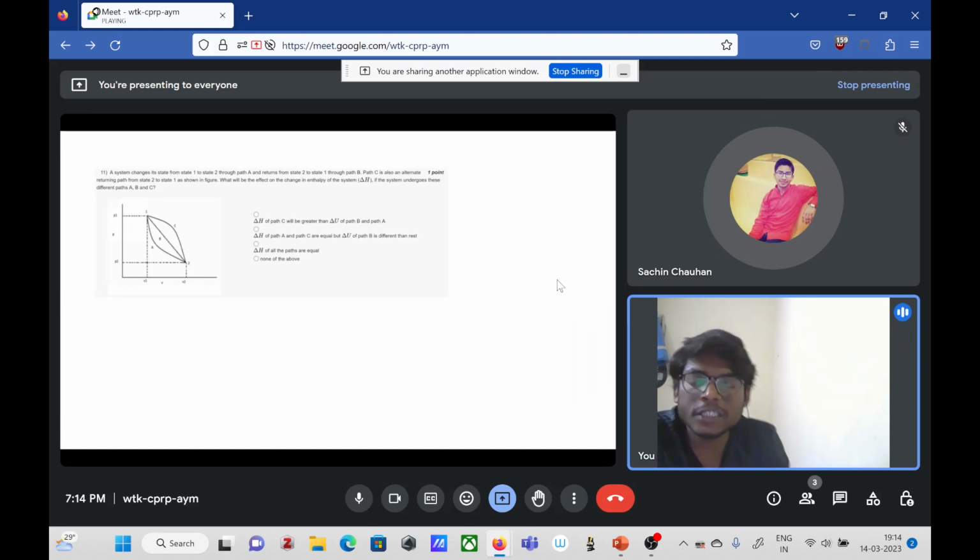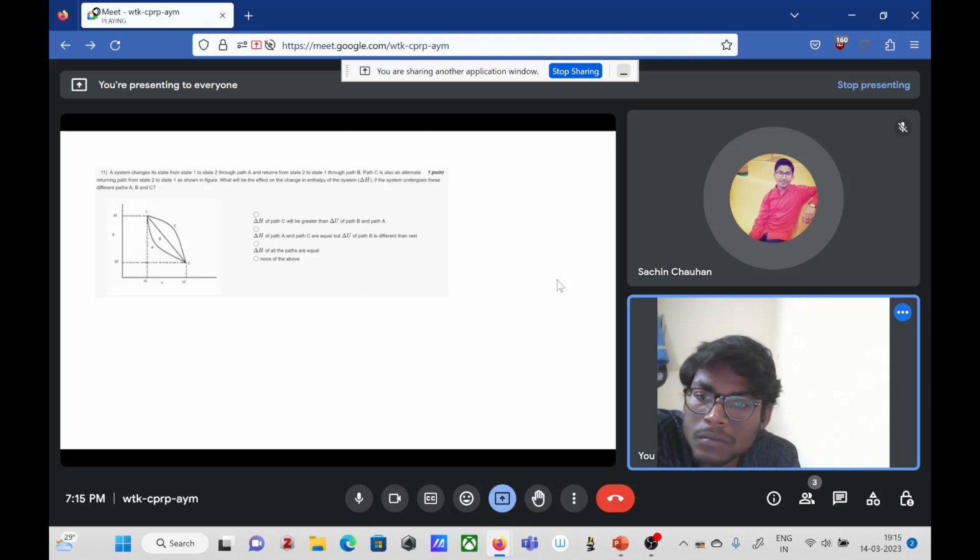Now, this question says a system changes its state from state 1 to state 2 through path A and returns from state 2 to state 1 through path B. Now, path C is also an alternate returning path from state 2 to state 1. What will be the effect on the change in enthalpy of the system if the system undergoes these different paths A, B and C?